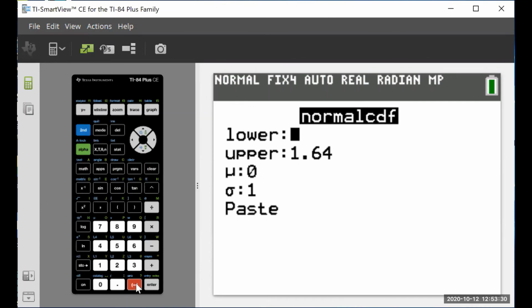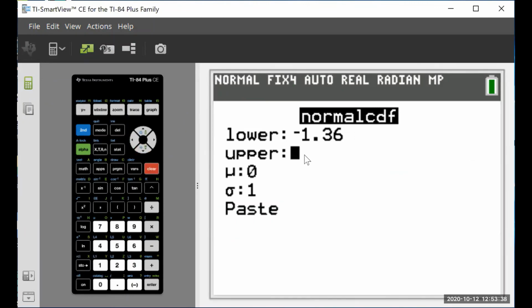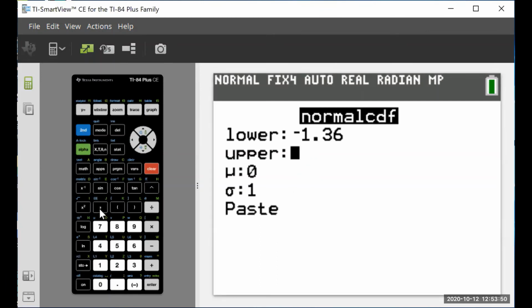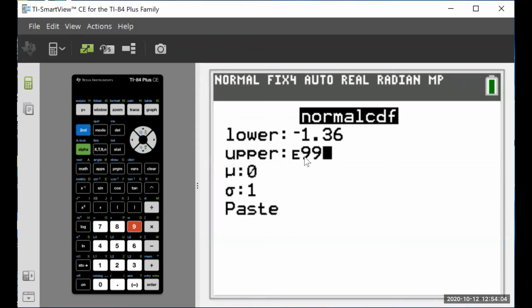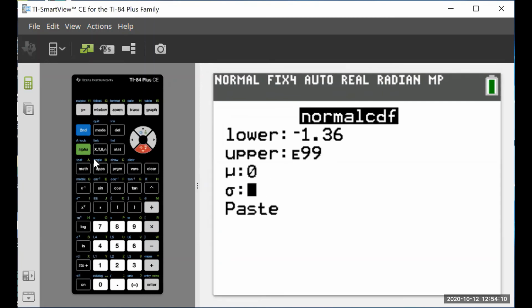This is the negative 1.36. And then here we type the upper limit. In this case, the upper limit is infinity or E99. Now look at the screen carefully. In order to get that E, we press second and this comma. Second and comma will give you E, and then type 99. That is the positive infinity. Mean is 0. Standard deviation is 1.